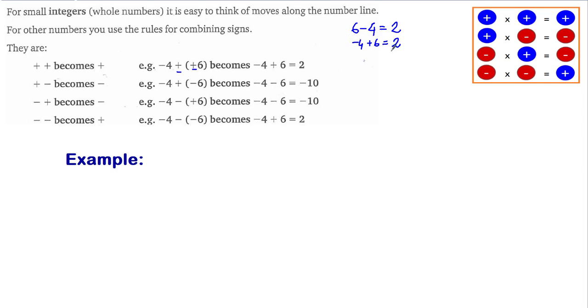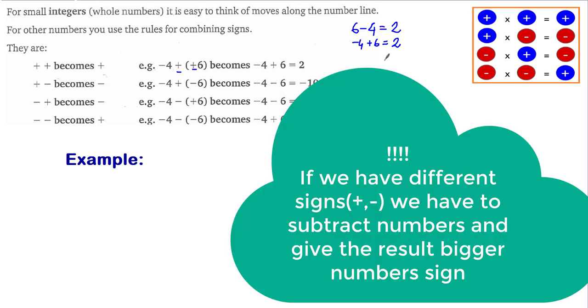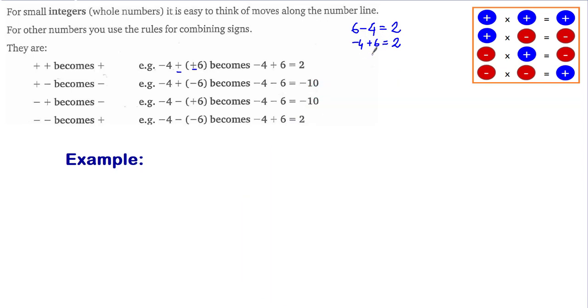So if I simply explain the case here, when we have different signs, we have to subtract. When we have the same signs, we have to add. Then when we have different signs, we give the sign of the bigger number. Of 4 and 6, when you compare which one is bigger without the sign, 4 is less than 6, so 6 is bigger, the sign of 6 is plus, so the answer is going to be plus 2.